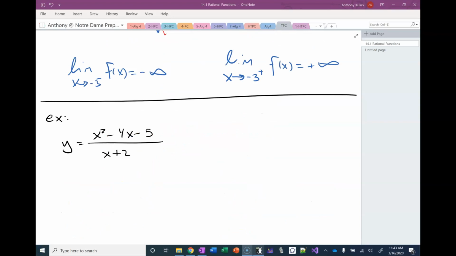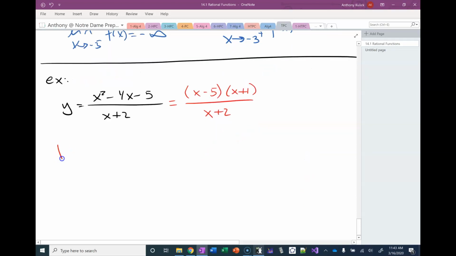Let's say that we want to graph y equals x squared minus 4x minus 5 over x plus 2. So I'm going to start here by just factoring the numerator. I notice that that is factorable. Two numbers that multiply to give me negative 5 and add to give me negative 4 are negative 5 and positive 1. However, I can't do any reducing there, so we're okay. So the vertical asymptote, I'm going to take the denominator, set it equal to 0, gives me negative 2.